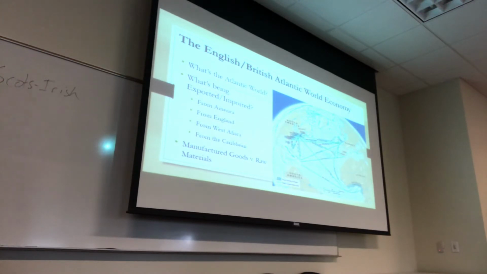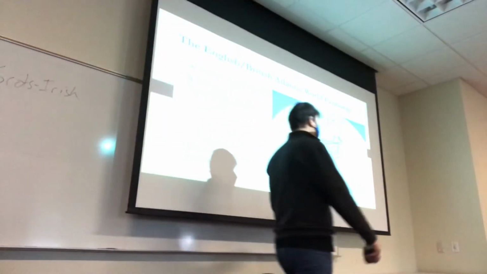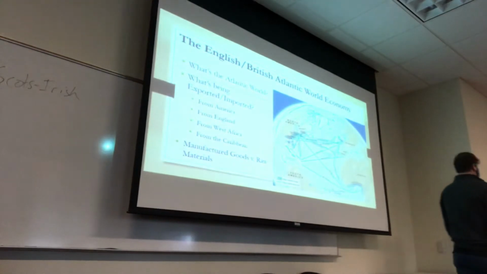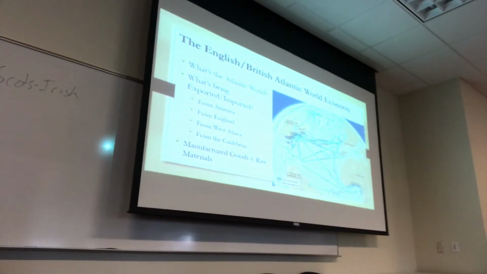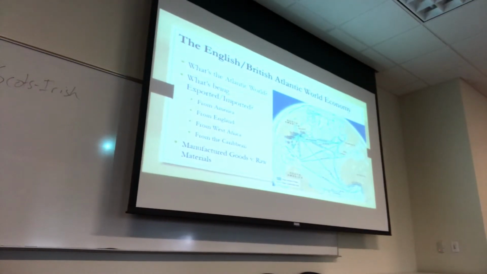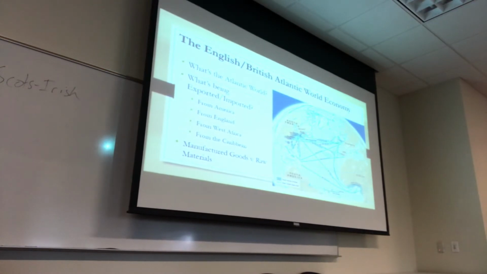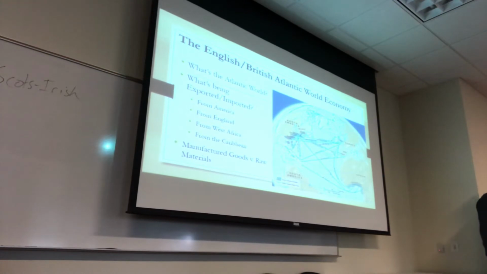And some of that will go to the south, to the Caribbean colonies, as you can see reflected on that map. Some of it, a lot of it, will go back home to Britain. In the case of cash crops, almost all of it. Coming out of Britain, manufactured goods.